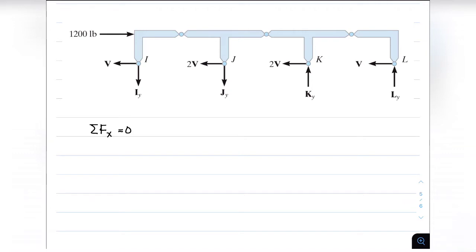Now, using the upper portion of our frame, we sum up our forces in the horizontal direction. Our load is 1,200 pounds, directed to the right. Now, since our column shears are V, 2V, 2V, and V, these will equal 6V. For the summation of forces horizontal equal to 0, we will have 1,200 equal to 6V, or the value of V is equal to 200 pounds.